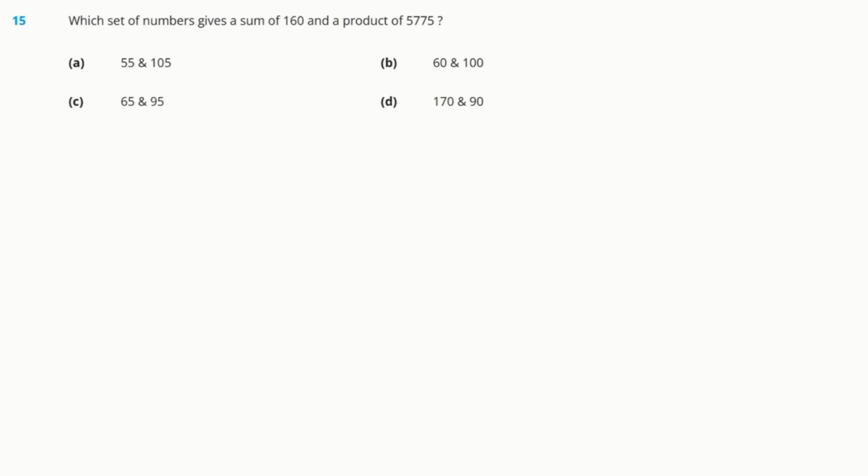Moving on to the next question, which set of numbers gives the sum of 160 and a product of 5,775? See, to have a product of 5,775, firstly, it should be two fives being multiplied because the last digit is 5, because it cannot be zeros. So obviously option B and option D are eliminated because 0 and 0 would end up in 0. We have two possible options, 55 and 105. The sum of this is 160. The sum of this one is also 160. So we have to multiply and check.